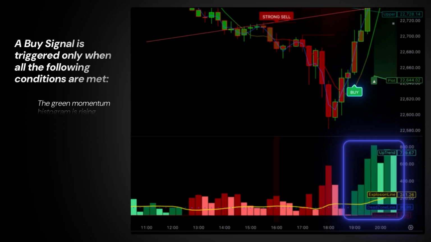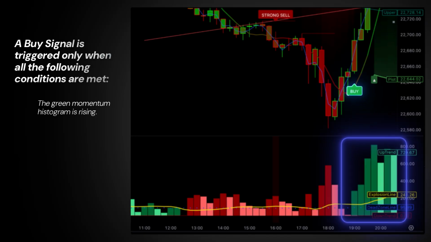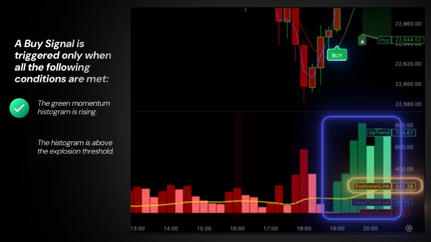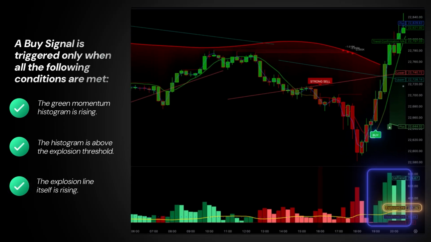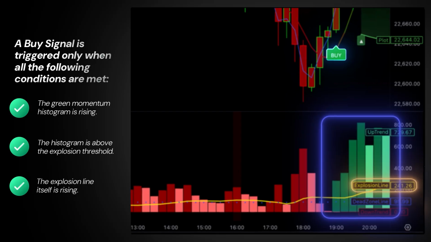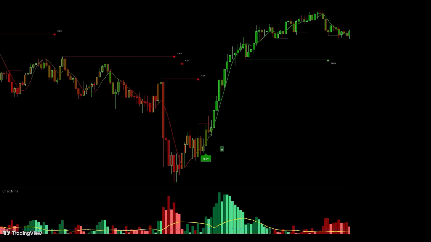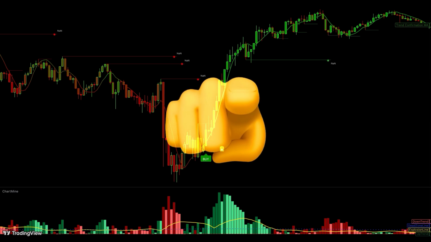The green momentum histogram is rising. The histogram is above the explosion threshold. The explosion line itself is rising. And both the green histogram and the explosion line are above the dead zone line. Translation: the market is alive. It's moving. It's ready. And so are you.